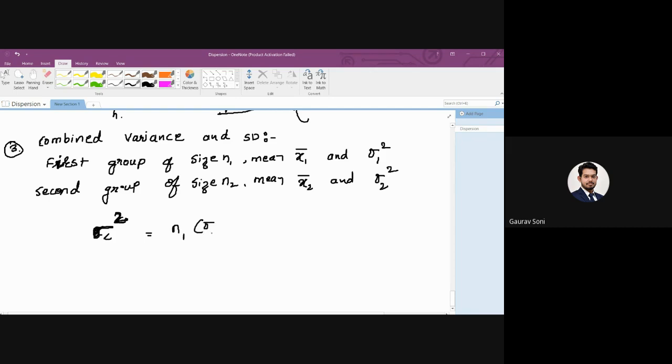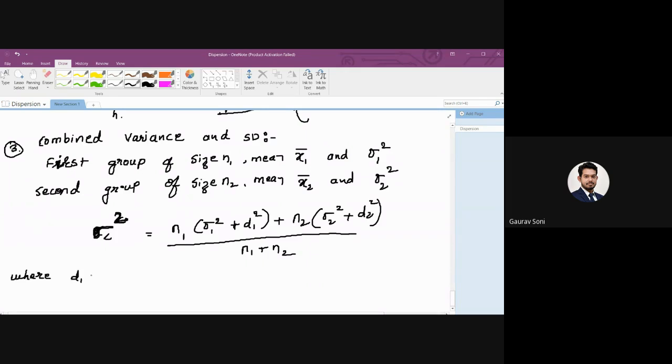n1 into sigma 1 square plus d1 square, plus n2 into sigma 2 square plus d2 square, upon n1 plus n2, where d1 is equal to x1 bar minus xc bar and d2 is equal to x2 bar minus xc bar, and xc bar is the combined arithmetic mean.